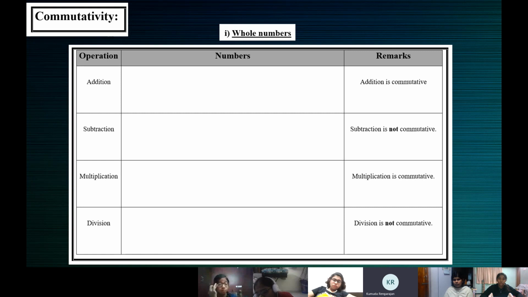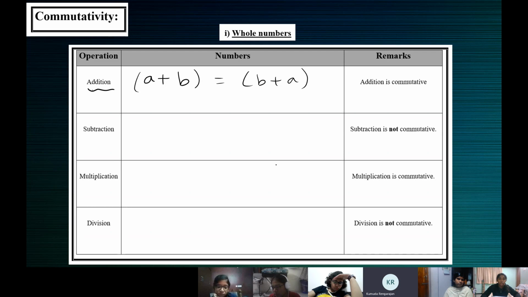Now first, how do we check this commutative property? Commutative means, with respect to addition on whole numbers, supposing A is a whole number and B is also a whole number, two whole numbers. If you add them in any order, the answer will be the same. The answer can be anything, but the answer will be the same. Don't get confused between the closure property and the commutative property.